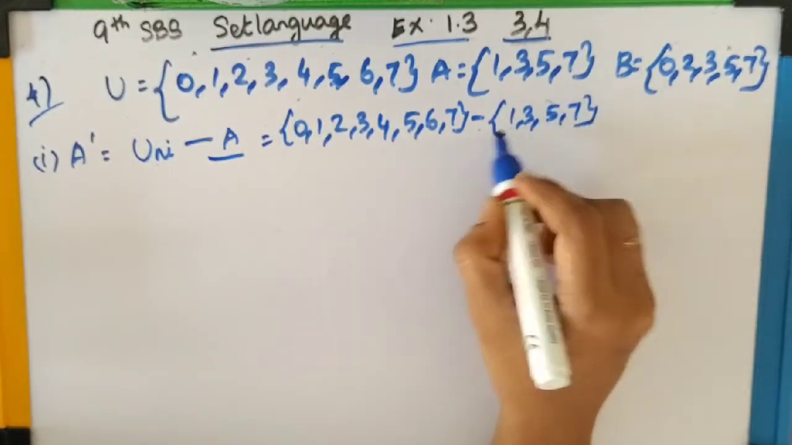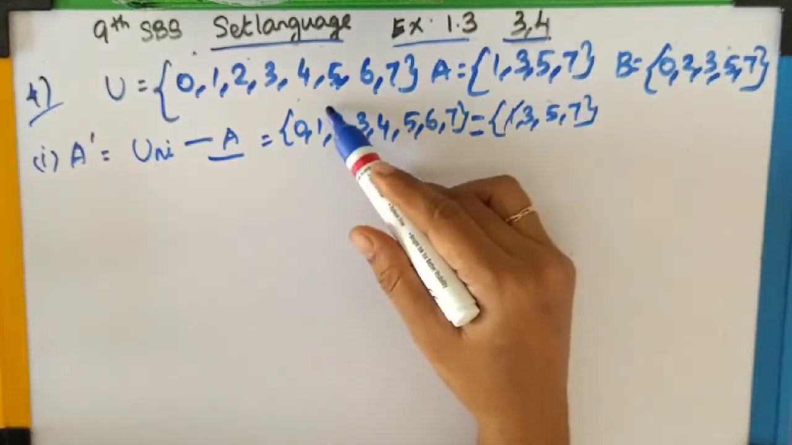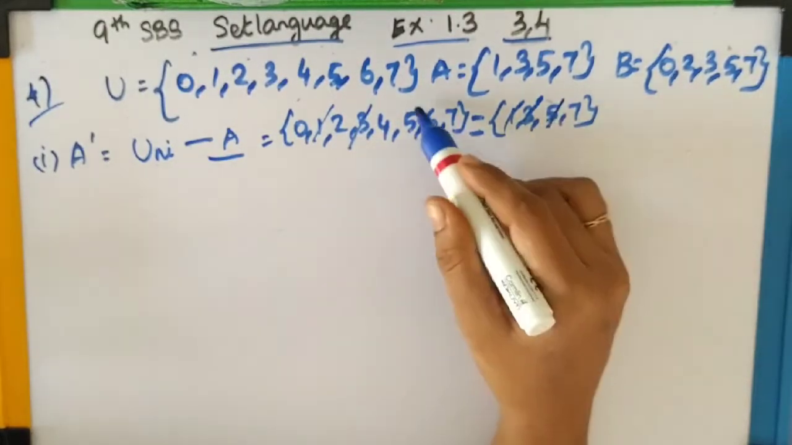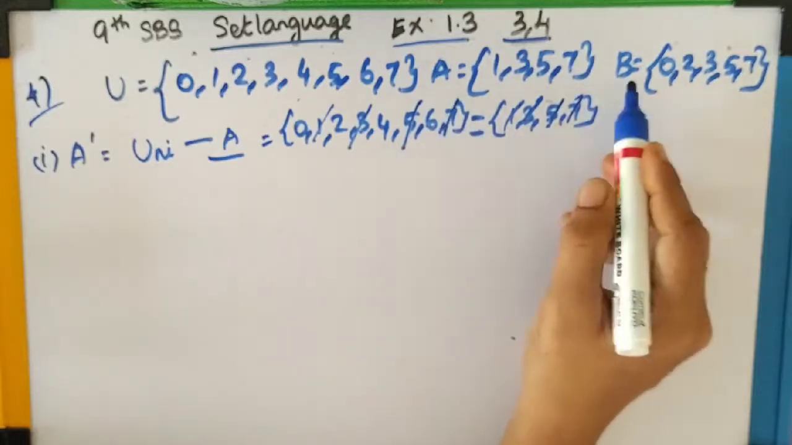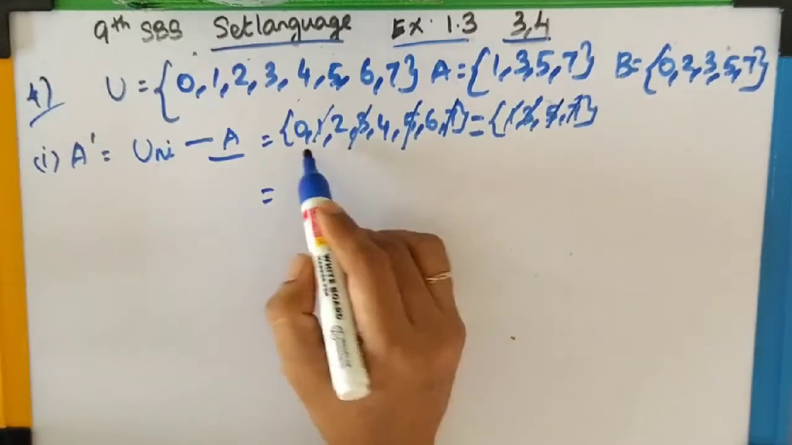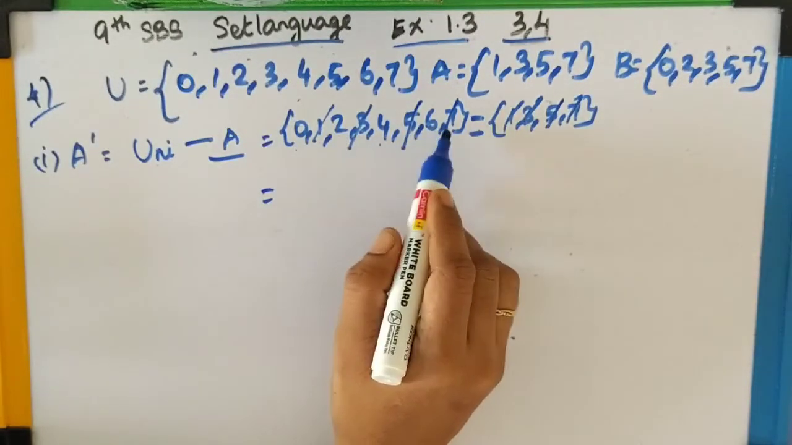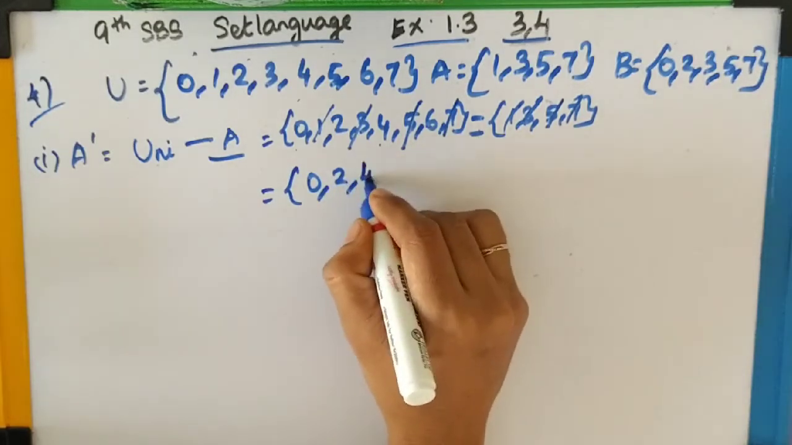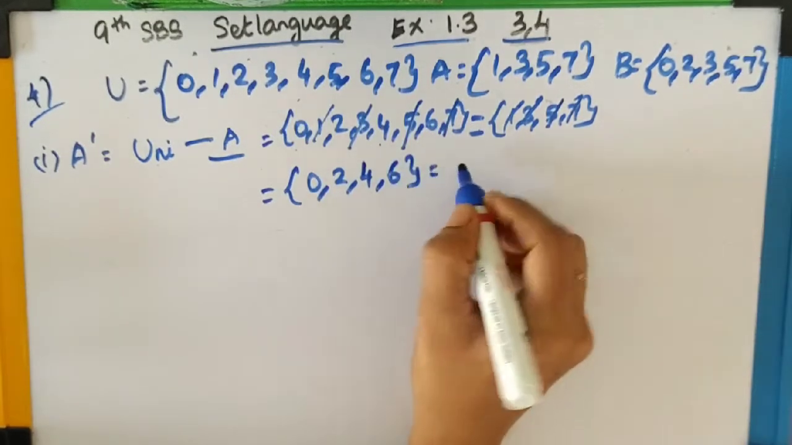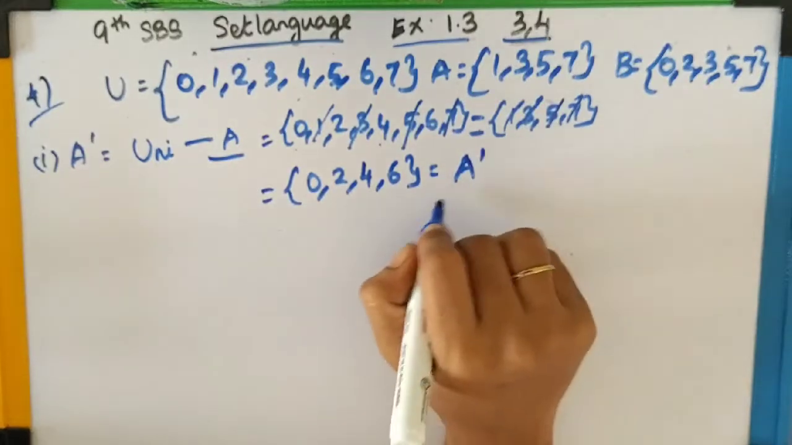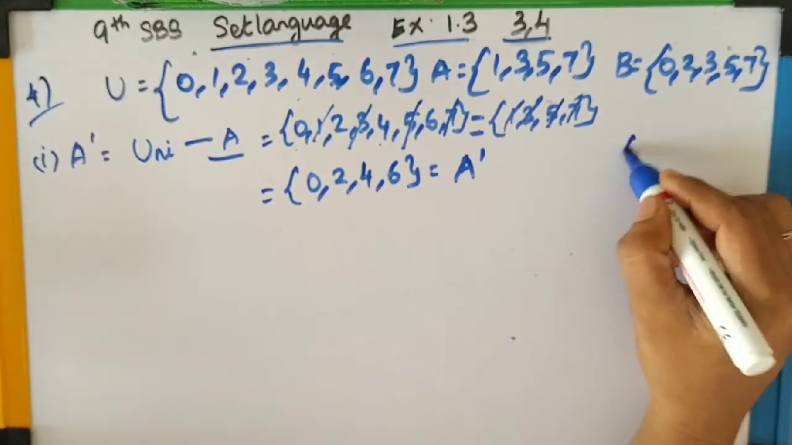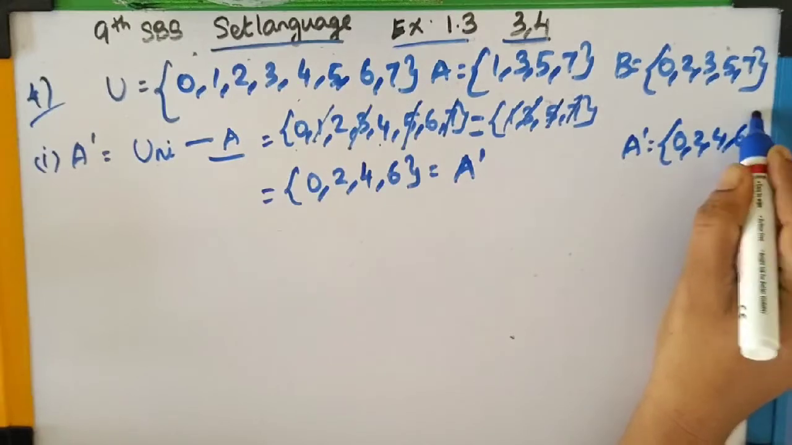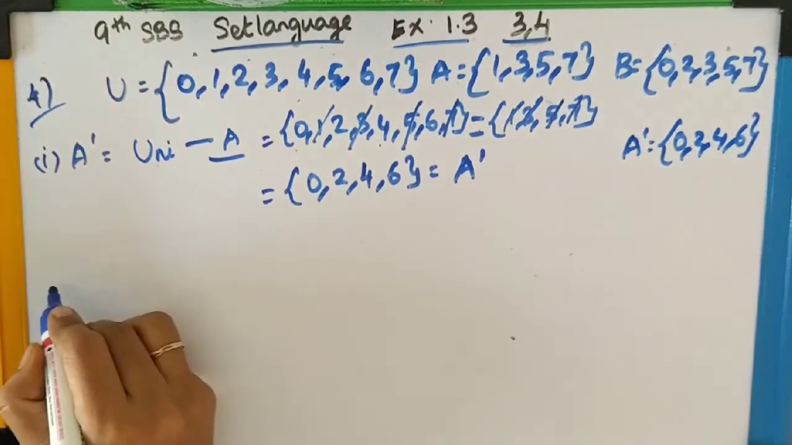Isn't it? Now, how should we find the difference? We have to cancel the common elements between the two sets, 1, 3, 5, 7. And write the remaining elements of the first set: 0, 2, 4, 6. Okay, 0, 2, 4, 6 is the A dash. Okay. Now, let me find the second question. What is B dash? Here I am writing A dash just for the reference of the next sums.